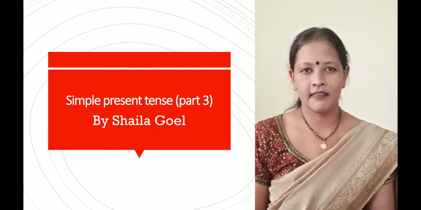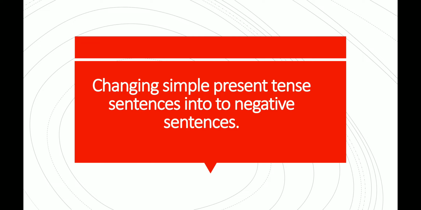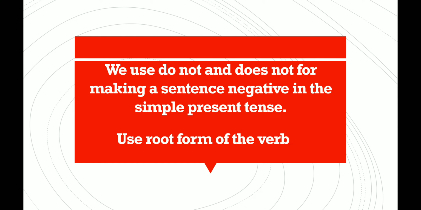Before coming to the exercise, let us understand how we can change simple present tense sentences into negative sentences. We use do not and does not for making a sentence negative in the simple present tense. Now, students, you should remember that there is no helping verb in simple present tense. It is subject plus V1 plus object. So, there is no helping verb.